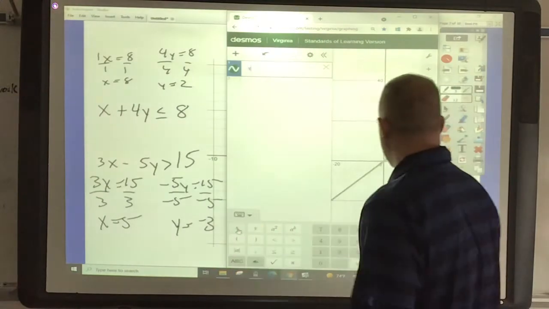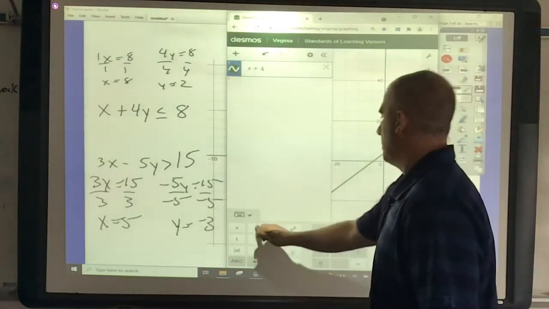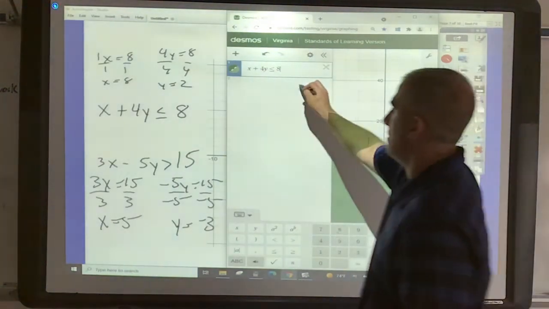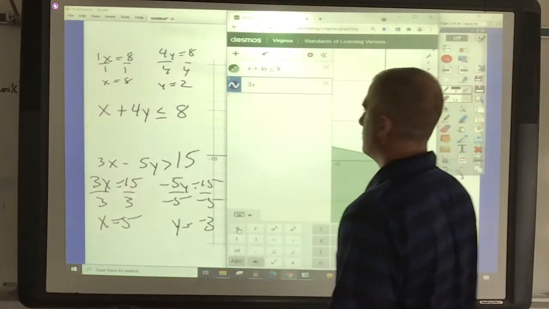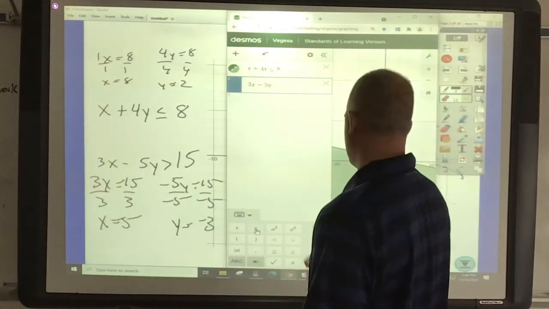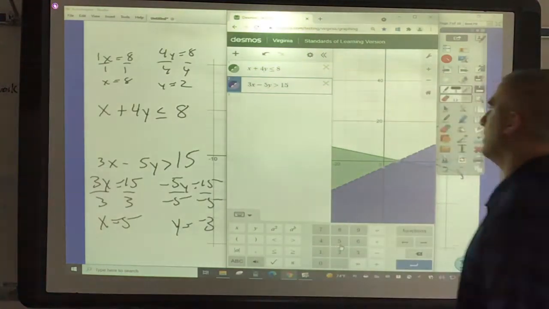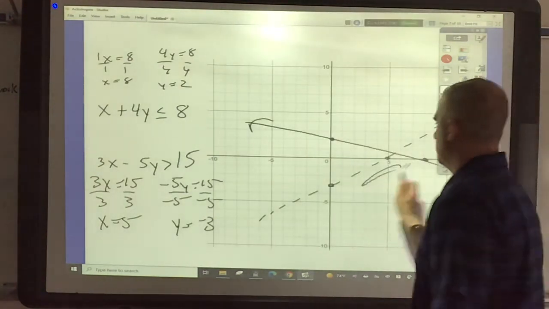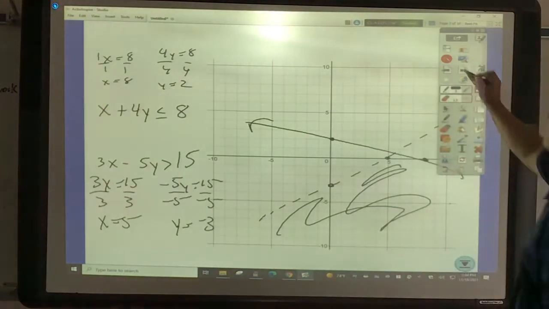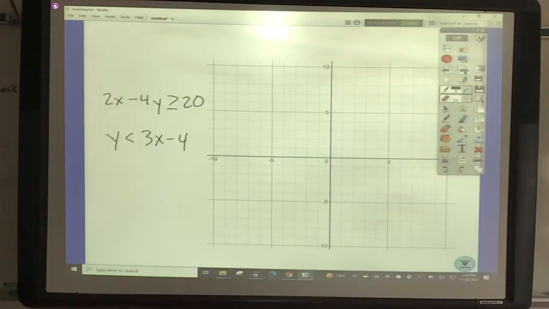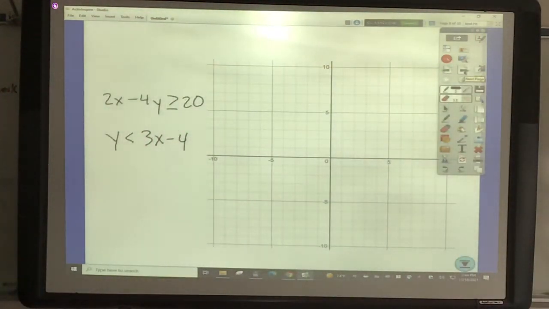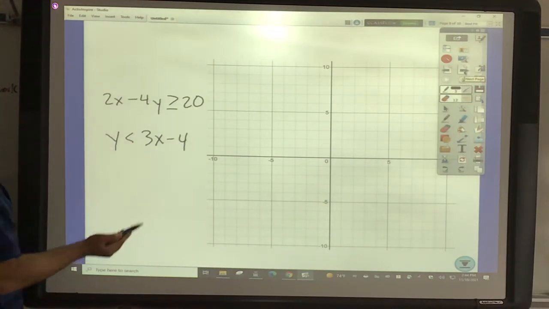Okay, x plus 4y less than or equal to 8. Okay, 3x minus 5y greater than 15. Okay, all right, now if I zoom out a little bit, I can see the darkest region will be down in here. Okay, one more. This is a combination of the x and y being on the same side and a standard slope-intercept form line.